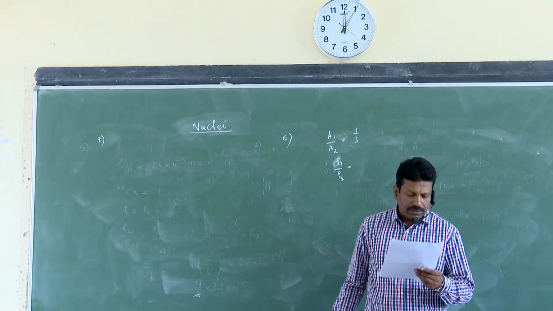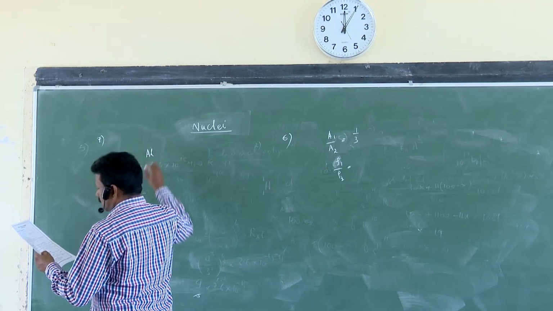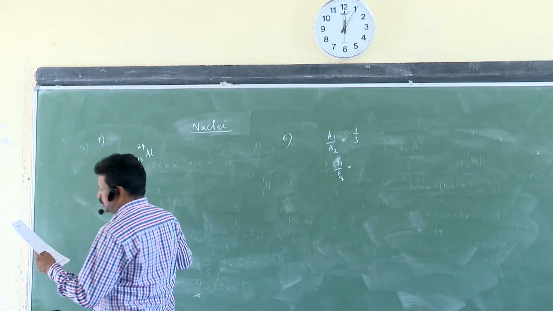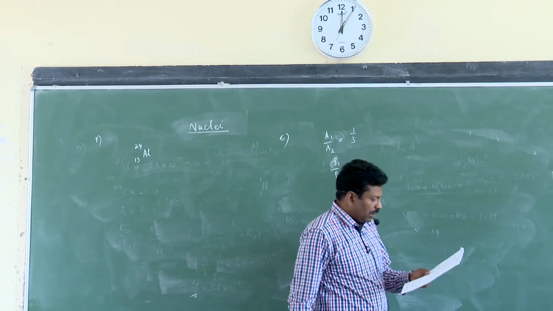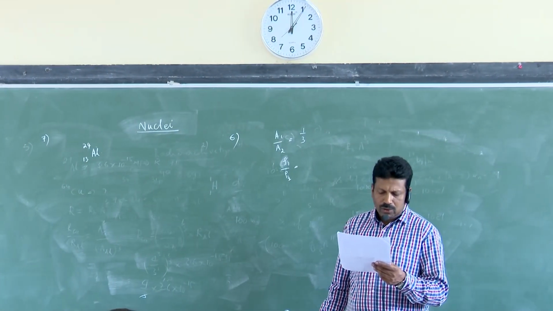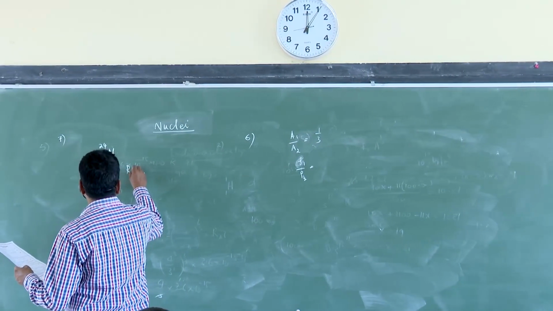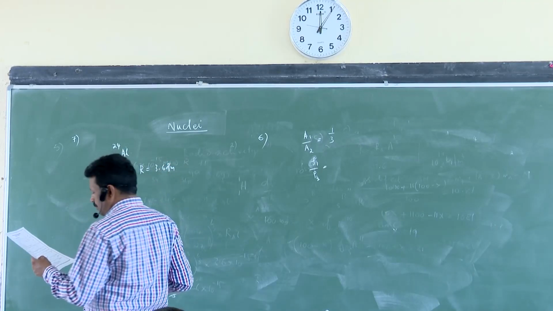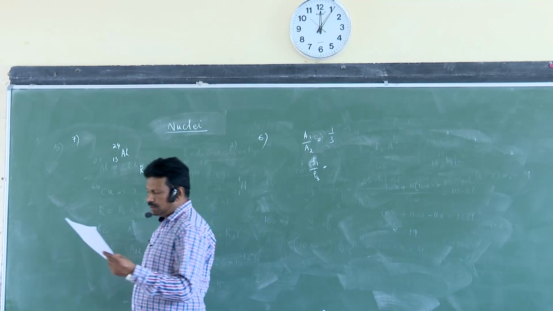Question number 7. If the nucleus aluminum 13, 24 has a nuclear radius of 3.6 Fermi, so the nuclear radius of aluminum is 3.6 Fermi, then this is Te.